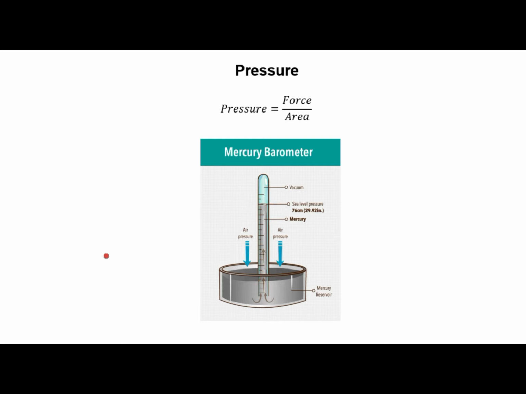Now, this diagram shows the pressure at sea level, which is 76 centimeters. But if you went up on a mountain, the pressure would be less. And if you could carry this down deep in the ocean, the pressure would be greater. Torricelli created the first barometer.